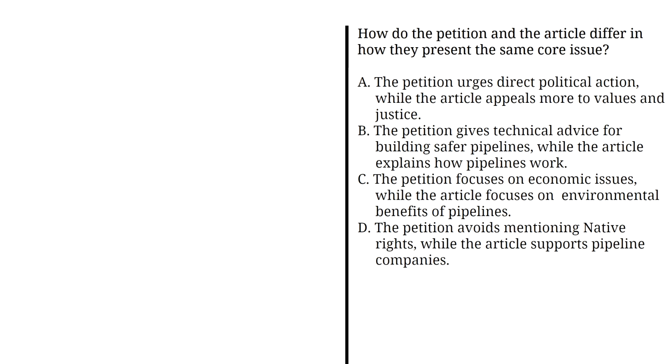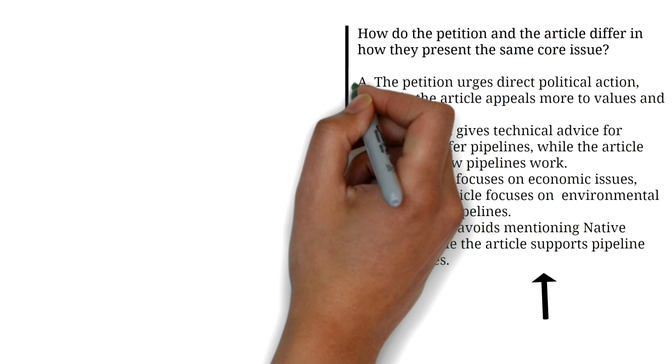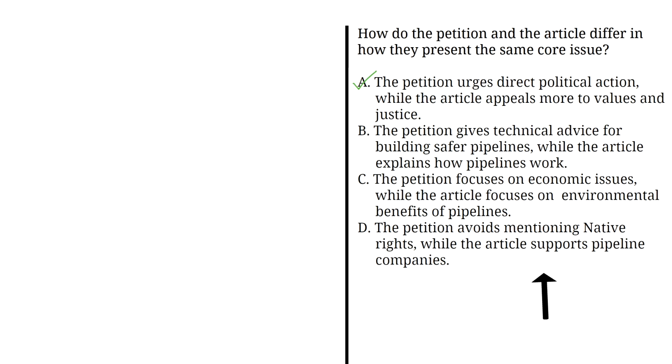Thus, when we look through the answer options, it's therefore option A. The petition urges direct political action, while the article appeals more to values and justice.